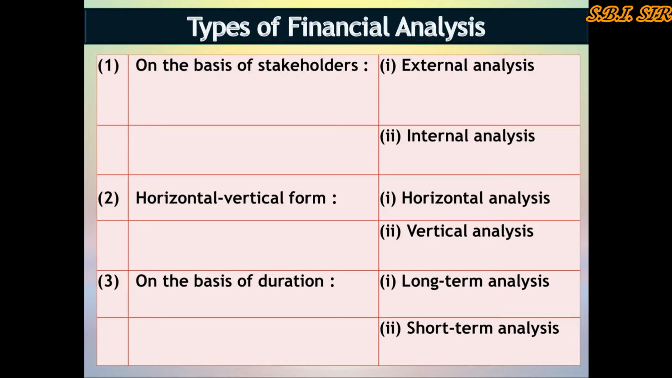Second, vertical analysis. This kind of analysis is used to compare financial statements of one year. This analysis is used to compare the performance of different units or departments of one year with the help of different predetermined ratios. Then third, on the basis of duration, in that first, long-term analysis.